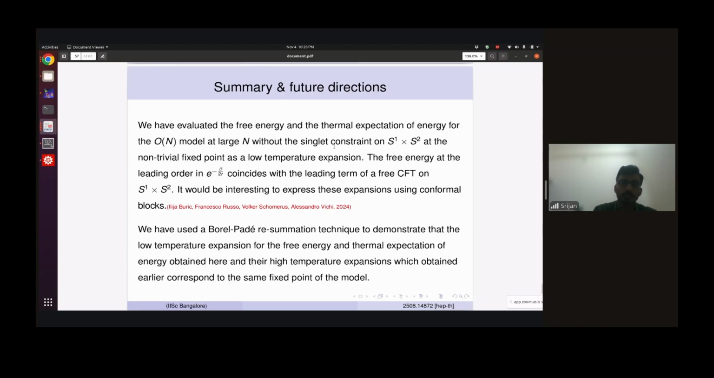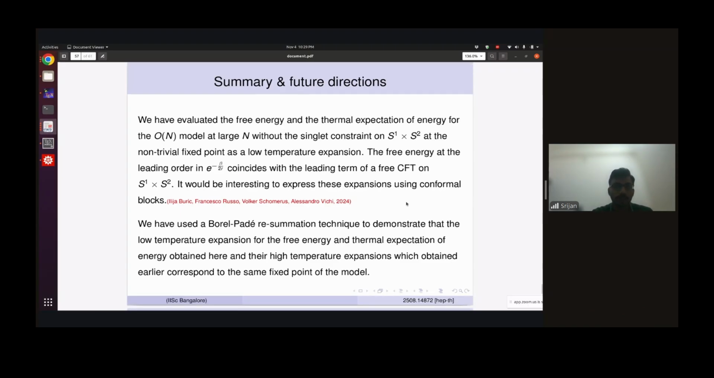at large n without the singlet constraint on S1 times S2 at the non-trivial fixed point as a low temperature expansion. The free energy in this low temperature expansion, in the leading order, just coincides with the leading term of a free CFT on S1 times S2. Also, just a comment: it would be interesting to express this in terms of conformal blocks. It can indeed be possible, but one has to study that.